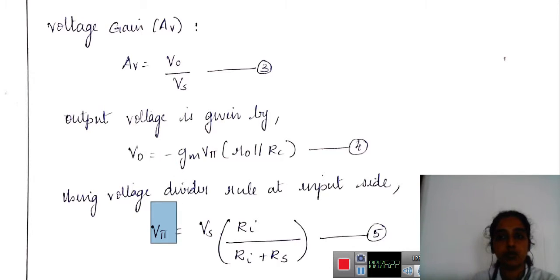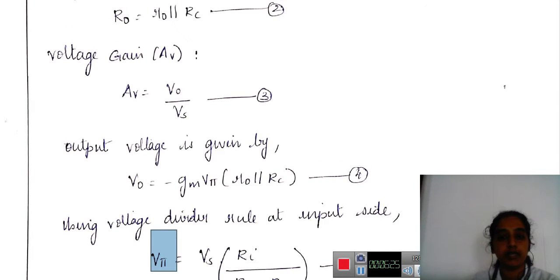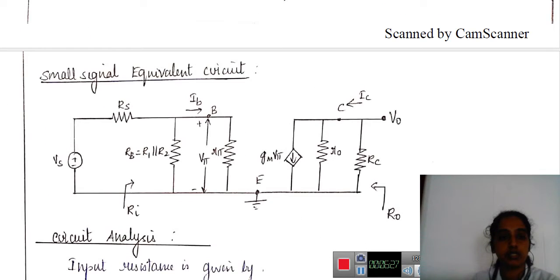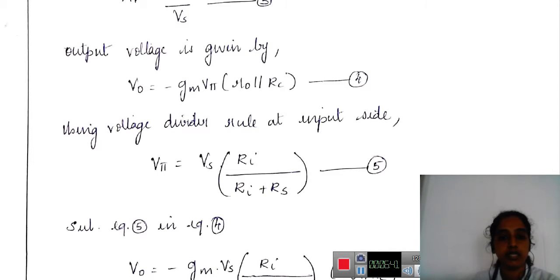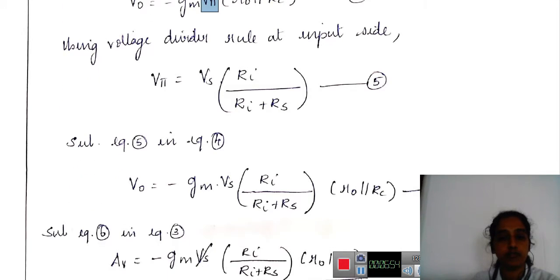So by using the voltage divider rule, V pi is total voltage Vs into same side resistance by the total resistance. So the total voltage I am considering as Vs. Same side I have the resistance Ri and total resistance. Now substitute this value of V pi in my equation number 4. So I get the value of V0.